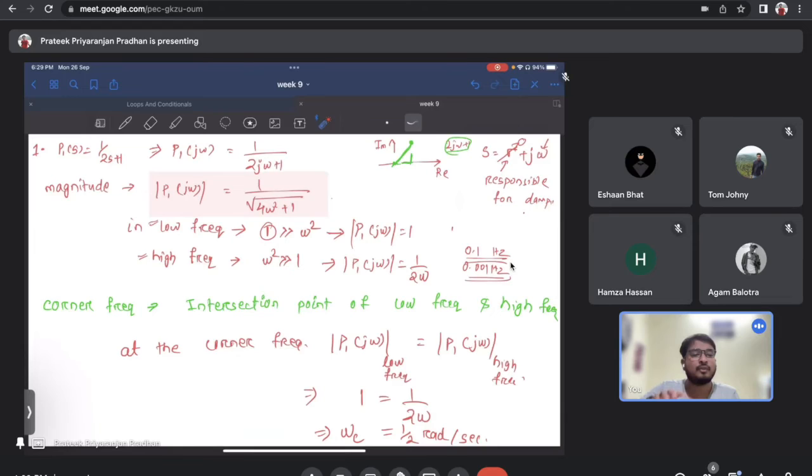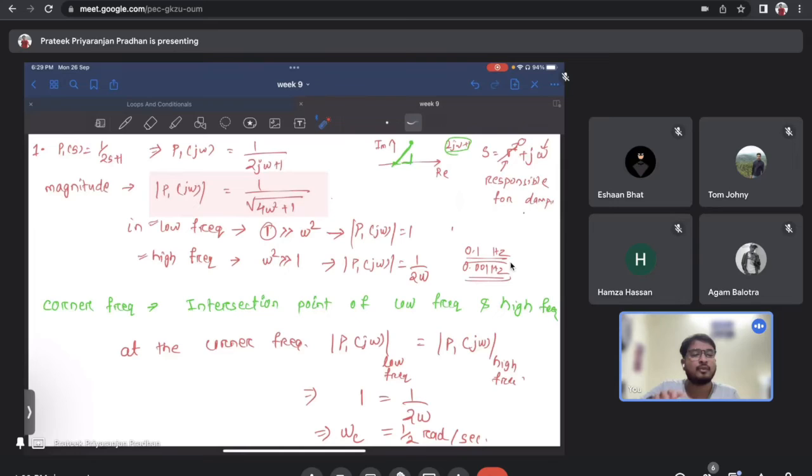Okay. What is the corner frequency? The corner frequency is the intersection point of the low frequency and high frequency asymptotes. That's why at the corner frequency, I will equate the low frequency and high frequency magnitudes. Similarly, I got the corner frequency. Is it clear, Agam?